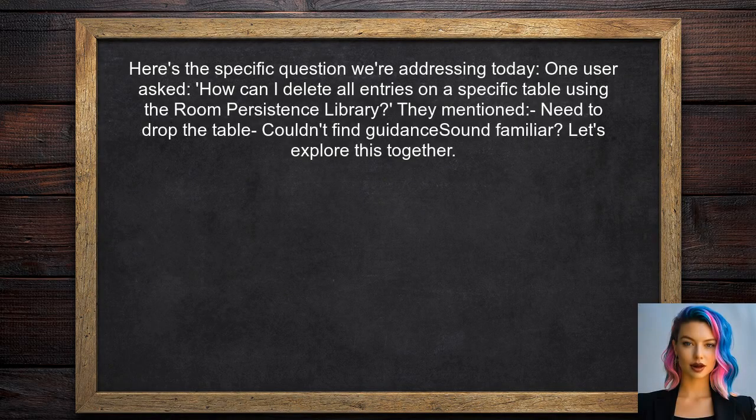Here's the specific question we're addressing today. One user asked, how can I delete all entries on a specific table using the Room Persistence Library? They mentioned they need to drop the table but couldn't find any guidance on how to do this. Sound familiar? Let's explore this together.